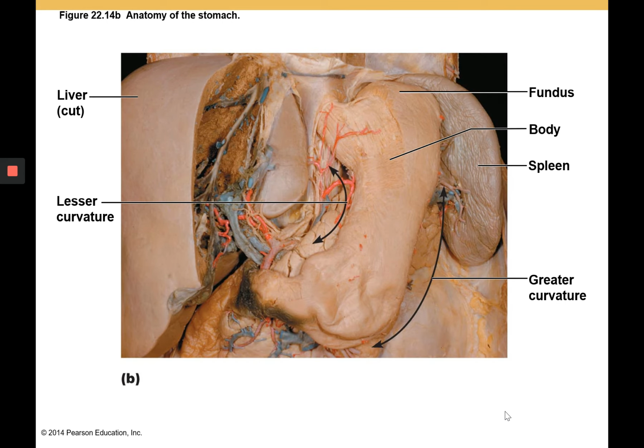Here we can see the stomach in a cadaver. We can see the greater curvature's location near the spleen, and we can also see that the cut liver is closer to the lesser curvature side.